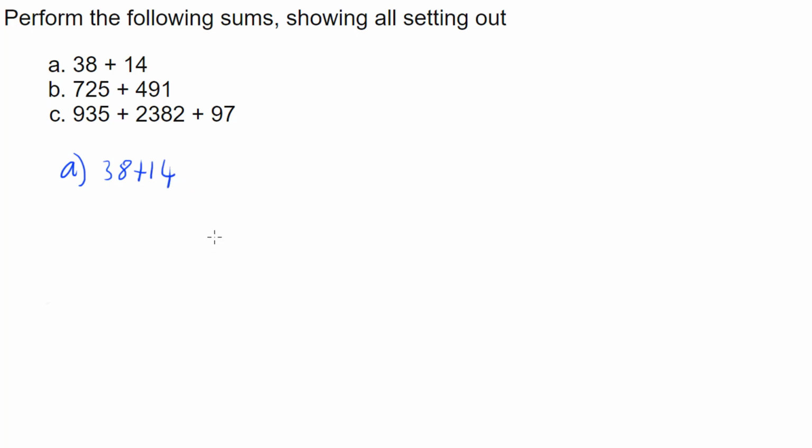To do this, we set out our addition sum, which is to write our number that was on the left. So we write out the 38, and below it we place the number on the right. So we write the 14. And then we say that we're doing addition, put a line down the bottom, and we start working, adding up the numbers, working from the right column all the way through to the left. So let's have a look at this.